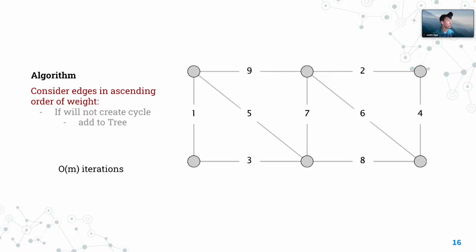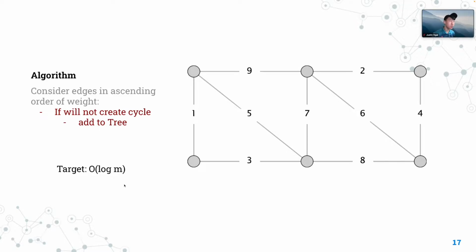So we need to check all the edges. So that's going to be an O of m iteration going on here. And this is a loop, right? Because we're considering each of the edges. So that means inside this loop, when we're checking if we form a cycle and then adding it to the tree, that needs to be O of log m time.